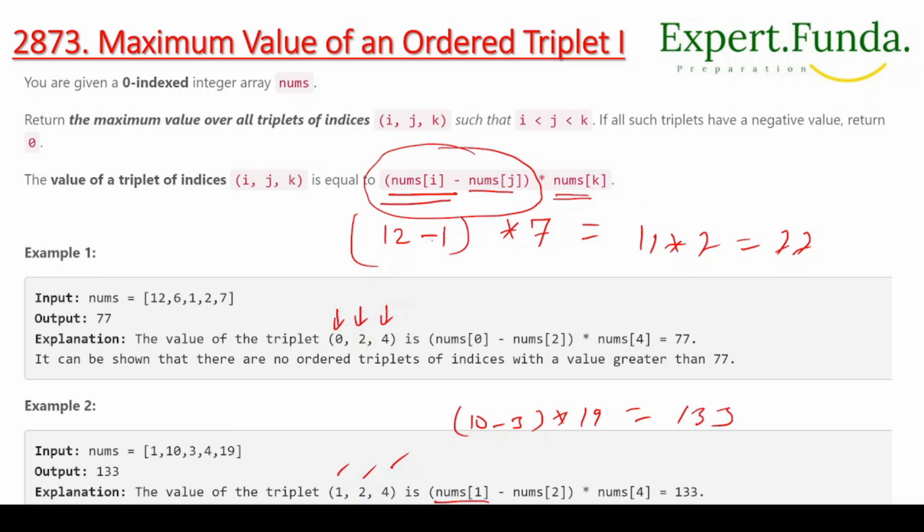So first of all, nums of i should be maximum, and nums of j should be minimum, and nums of k you can take maximum, right? This type of number, as much as you can find the greatest one, that is good. Means nums of i should be maximum, then nums of k should be maximum, and the smallest should be nums of j. Like this we can do, and we can find the value. Okay.